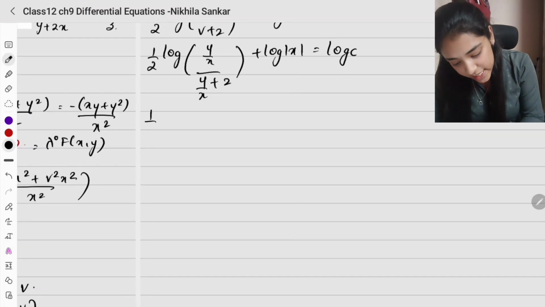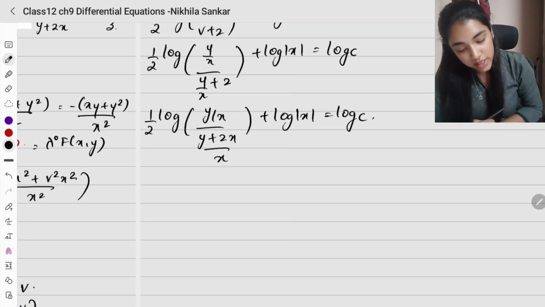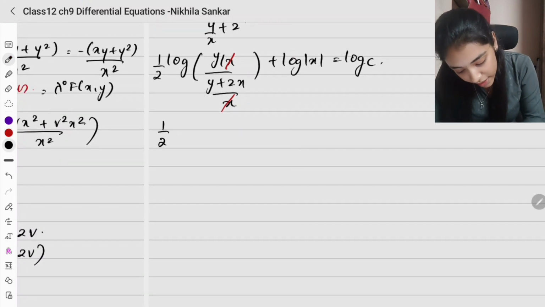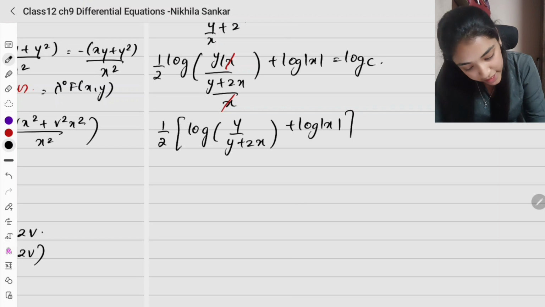Simple. Now இதுக்கு LCM எடுத்தா half log y divided by x the whole divided by y plus 2x the whole divided by x plus log x equals log c. Okay, now I can cancel the x and the x that is in the denominator. So what do I have now? Finally half log y divided by y plus 2x plus log mod x equals log c.